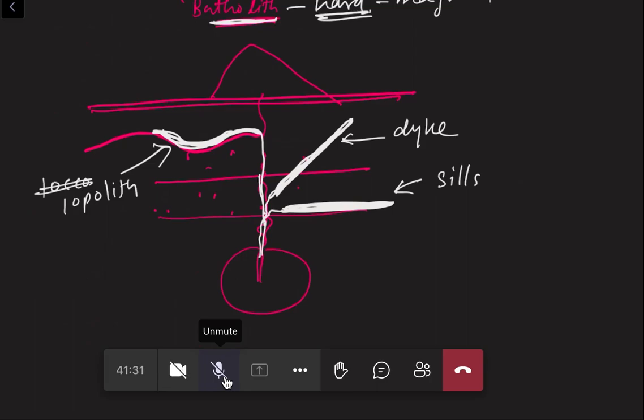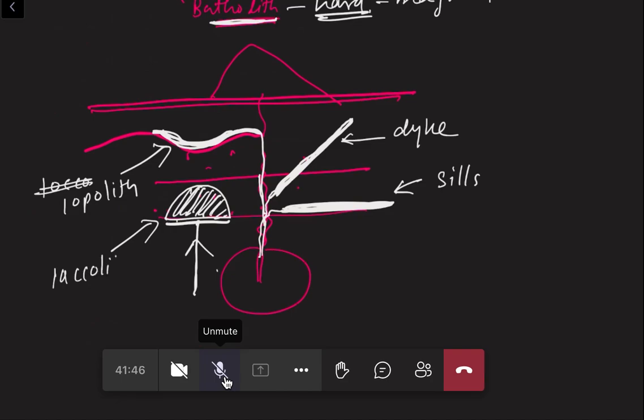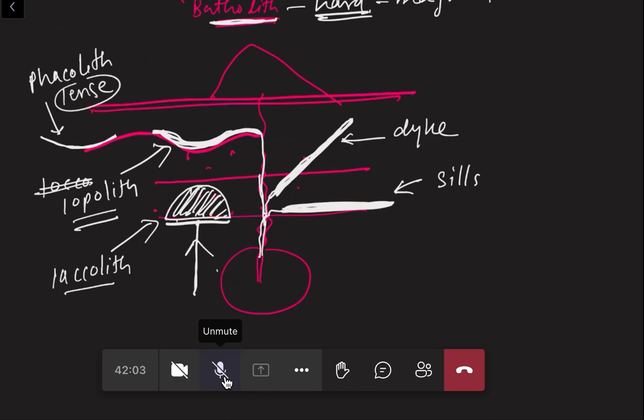Sometimes it is like this. The lava is accumulated like this because the vent is here and the lava is coming up. It occupies this space like an umbrella. So it is called a laccolith. Sometimes it is lens shaped, very plain and small, kind of like a lens. So it is called a phacolith. Phacolith, lens type.